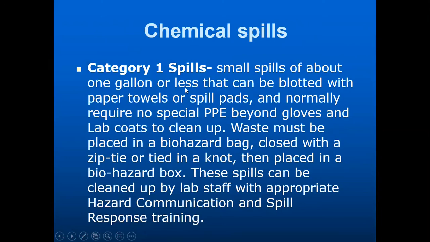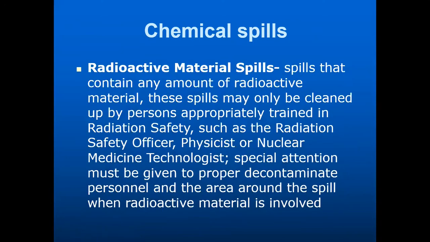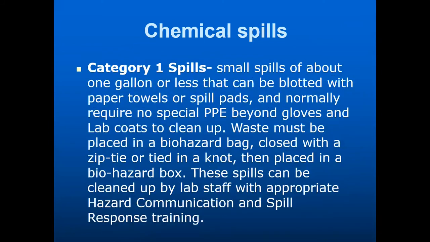So spills can be divided into category 1, category 2, and radioactive spill material. A category 1 spill is a small spill of about 1 gallon or less that can be blotted with paper towel or spill pads and normally requires no special PPE beyond gloves and lab coats to clean up. Waste must be placed in a biohazard bag closed with a zip tie or tied in a knot, then placed in a biohazard box. These spills can be cleaned up by lab staff with appropriate hazard communication and spill response training.